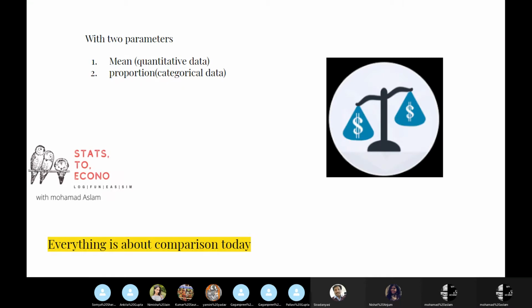This is about comparison, and so far we did only the descriptive stats. For categorical data we described with the frequencies. In case of quantitative data we described with the central values and dispersions. So today we do hypothesis testing for both these parameters: the mean, that's the central value we calculate for quantitative data, and proportions. Proportions is a frequency distribution, so that's the categorical data. So we will do hypothesis testing for proportions and mean.